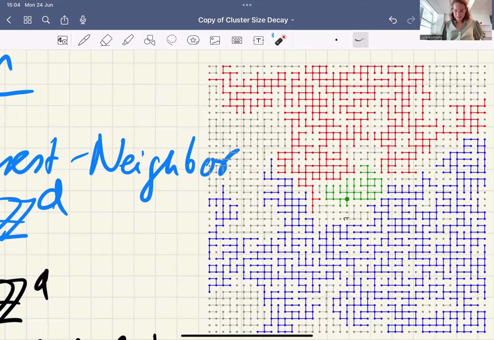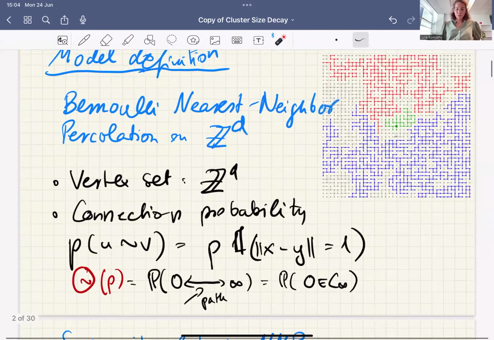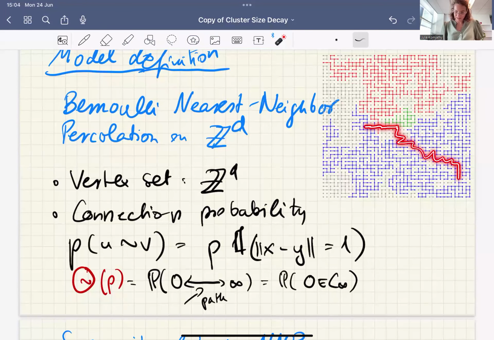There are several research directions relating to this model. One that has gained a lot of interest is whether the origin has a path where you can walk to infinity. The model was motivated by a porous rock: if water enters the outside of the rock, will the middle of the rock be wet? Now, in this picture, this is not the case. The cluster of the origin is highlighted in green.